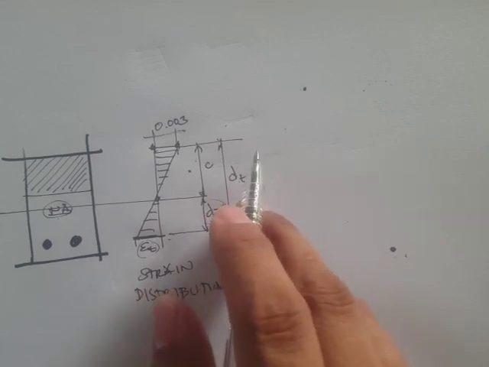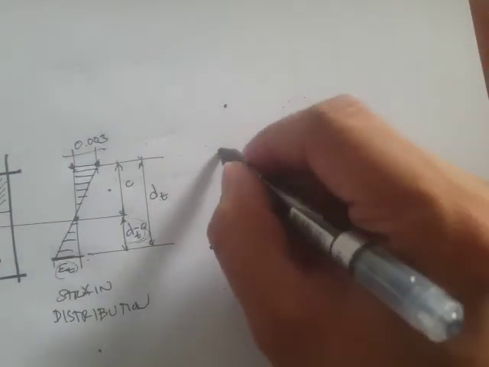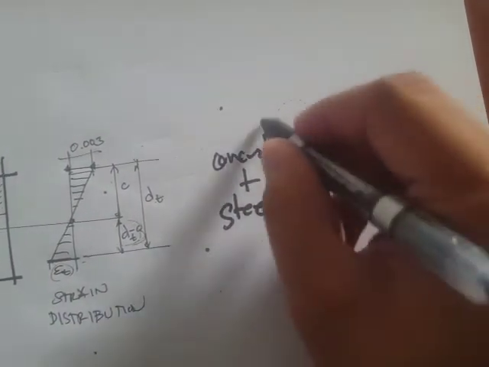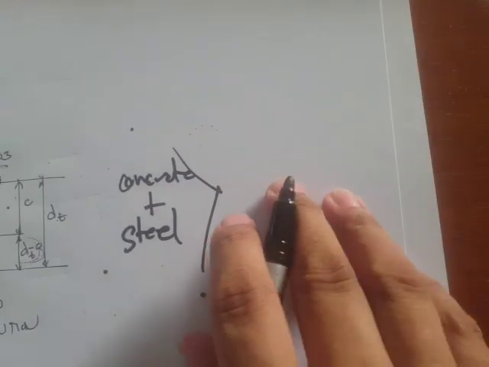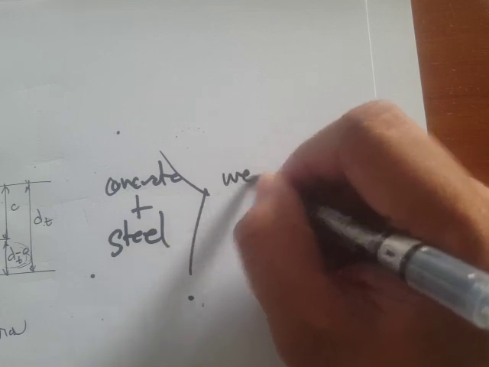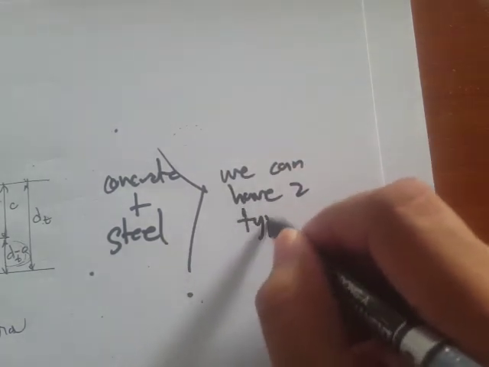Okay, so since reinforced concrete beams are composed of two materials, since we have concrete plus steel, then meaning we can have two types of failure.